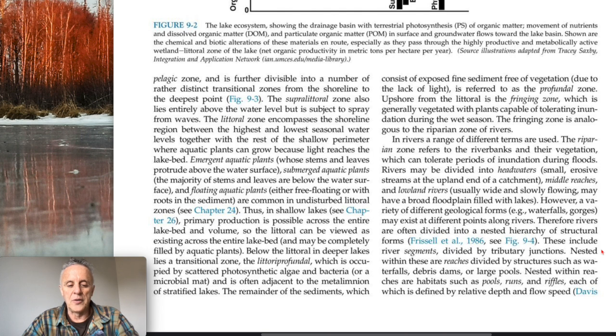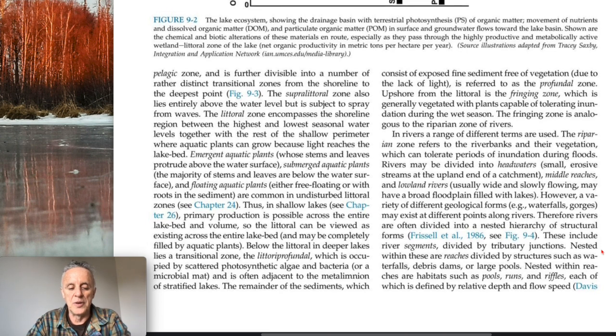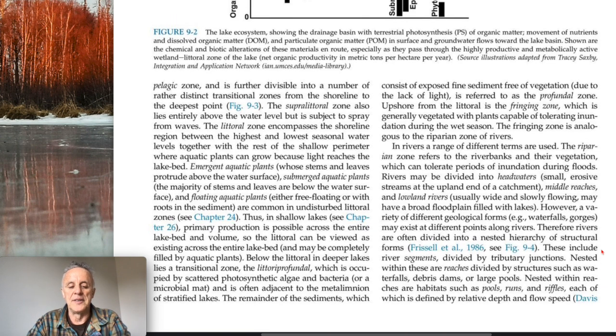Submerged aquatic plants and floating aquatic plants, rooted or free-floating, are common in undisturbed littoral zones. Thus, in shallow lakes, primary production is possible across the entire lake bed and volume, so the littoral can be viewed as existing across the entire lake bed and may be completely filled by aquatic plants.